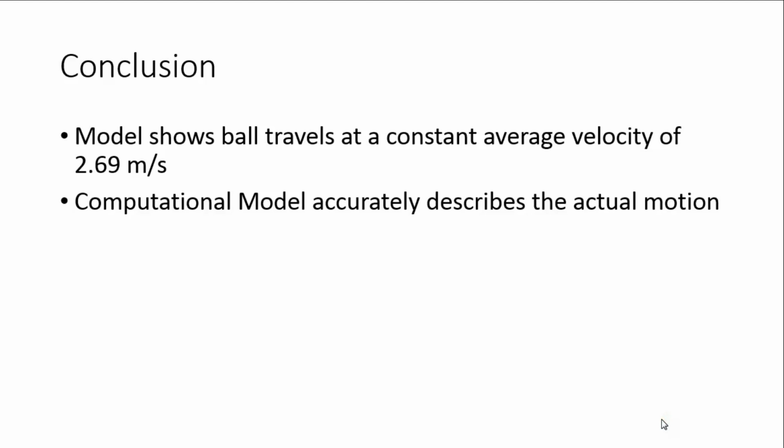In conclusion, the model shows that the ball travels at a constant average velocity of 2.9 meters per second. In this case, friction was almost negligible, having very little effect on the experiment itself, as shown in previous data obtained through Tracker and the computational model. The computational model accurately describes the actual motion that took place. This experiment was successful. If the axes had been changed, the only difference would have been that the constant average velocity would have been negative as opposed to positive.